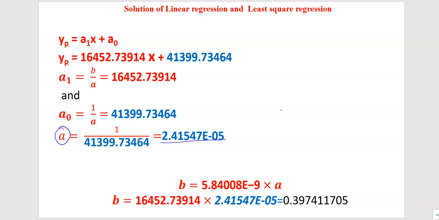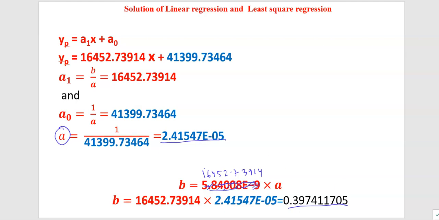I think that should not be this, that should be a1, which is 16452.73914 into a. So this was wrong, it is into a, so that we will get 0.397411705.